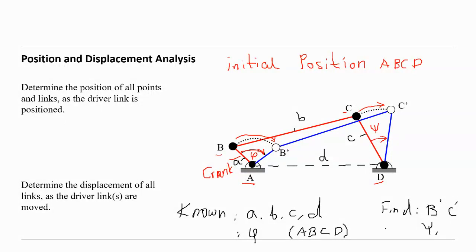New position, this is A, B prime, C prime, D. So, we are looking for that. So, the initial position, we call this the position, and the final position is also a position, but in between, there is a displacement. So, determine the position of all points and links, and the driver links is positioned.